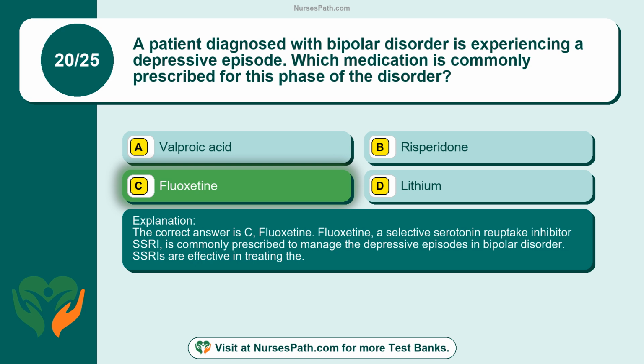Fluoxetine, a selective serotonin reuptake inhibitor (SSRI), is commonly prescribed to manage the depressive episodes in bipolar disorder. SSRIs are effective in treating the.